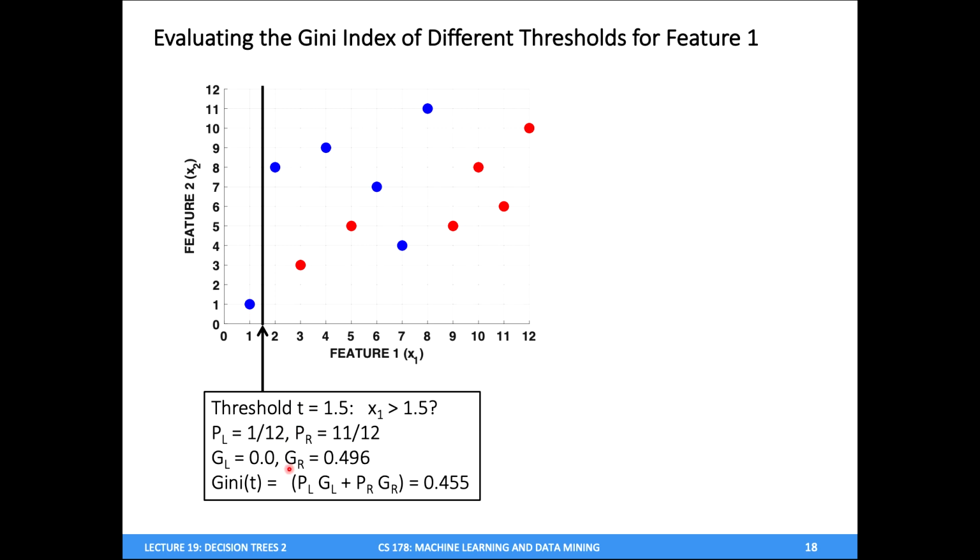Exactly. So we take our original data set and make two new data sets out of it based on this threshold. We've got the left data set, this single blue point. We've got the right data set, all of the data points on the right. Yeah, so PL and PR are what fraction of my data gets split to the left and what fraction of my data gets split to the right. So one data point goes to the left and everything else goes to the right in this example.